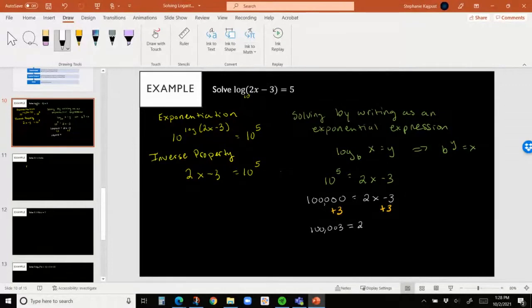Okay, so I've got 100,003 equals 2x. Make this slightly thinner. And then we're going to divide both sides by 2, and we are going to get this fraction because you can't divide 100,003 by 2 evenly, but you just get this. It's going to be just this kind of nasty fraction thing, but that's totally fine.